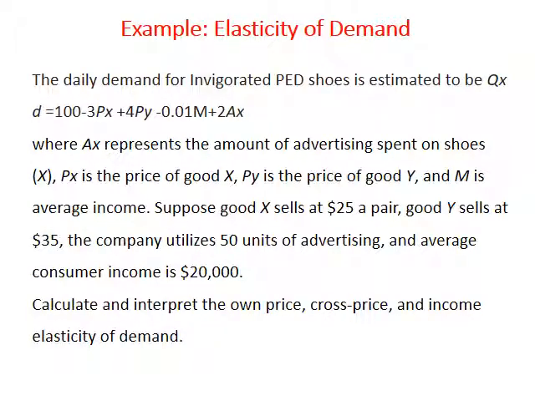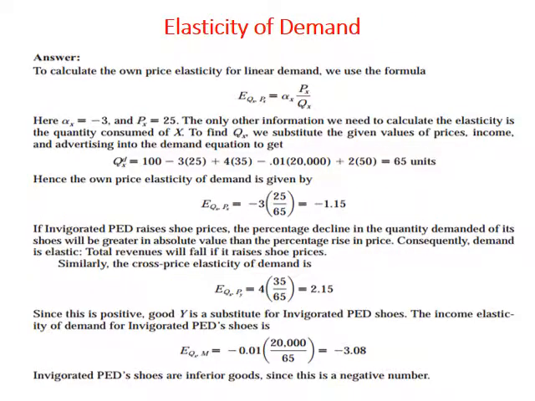Here is an example. The daily demand for invigilator shoes is estimated to be QXD, given with this equation, where A represents the amount of advertising spent on shoes, and as you can read, PX is the price of good X, PY is the price of good Y, and M is the average income. Suppose good X sells at 25 a pair, good Y sells at 35, the company utilizes 50 units of advertising, and the average consumer income is this one. Calculate and determine own price elasticity, cross price elasticity, and income elasticity of demand based on the above equation.